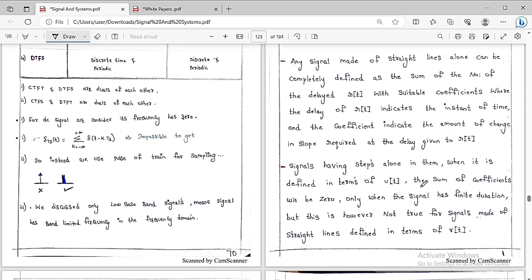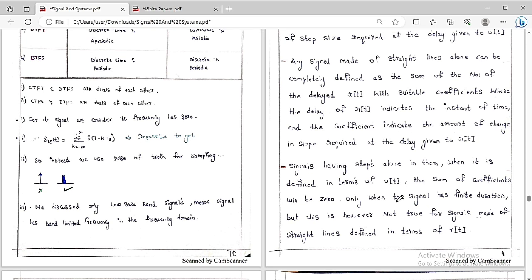The next point is, for signals having steps alone in them, when defined in terms of u of t, the sum of coefficients will be 0 only when the signal has finite duration. But this is however not true for signals made of straight lines defined in terms of r of t. So what is the meaning of this one?